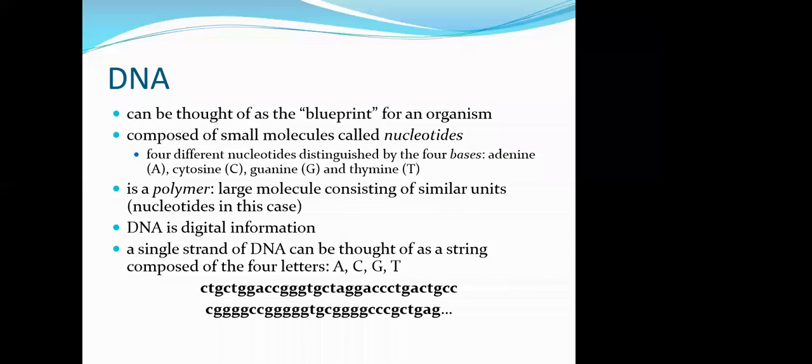Again, DNA can be thought of as a blueprint for an organism. It's composed of small molecules referred to as nucleotides. And remember that these nucleotides are distinguished by the 4 bases: A for adenine, C for cytosine, G for guanine, and T for thymine. So DNA is a large molecule, referred to as a polymer. And nowadays, you can look at DNA as a form of digital information. A single strand of DNA can be thought of as a string of 4 letters, ACGT.